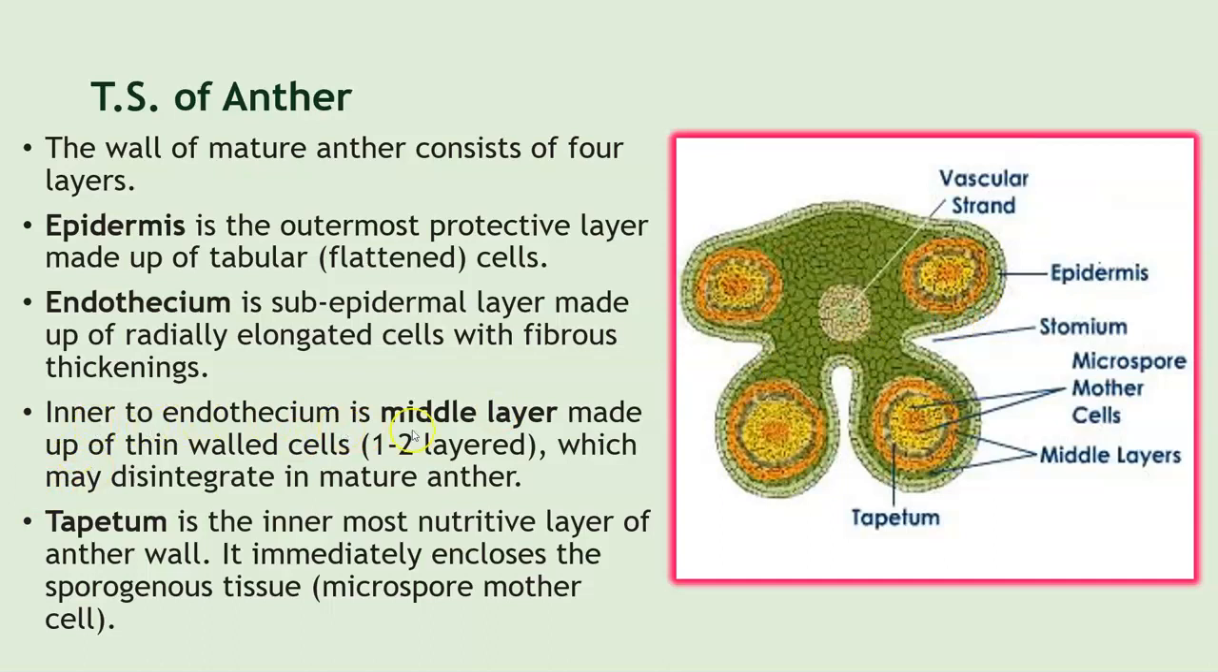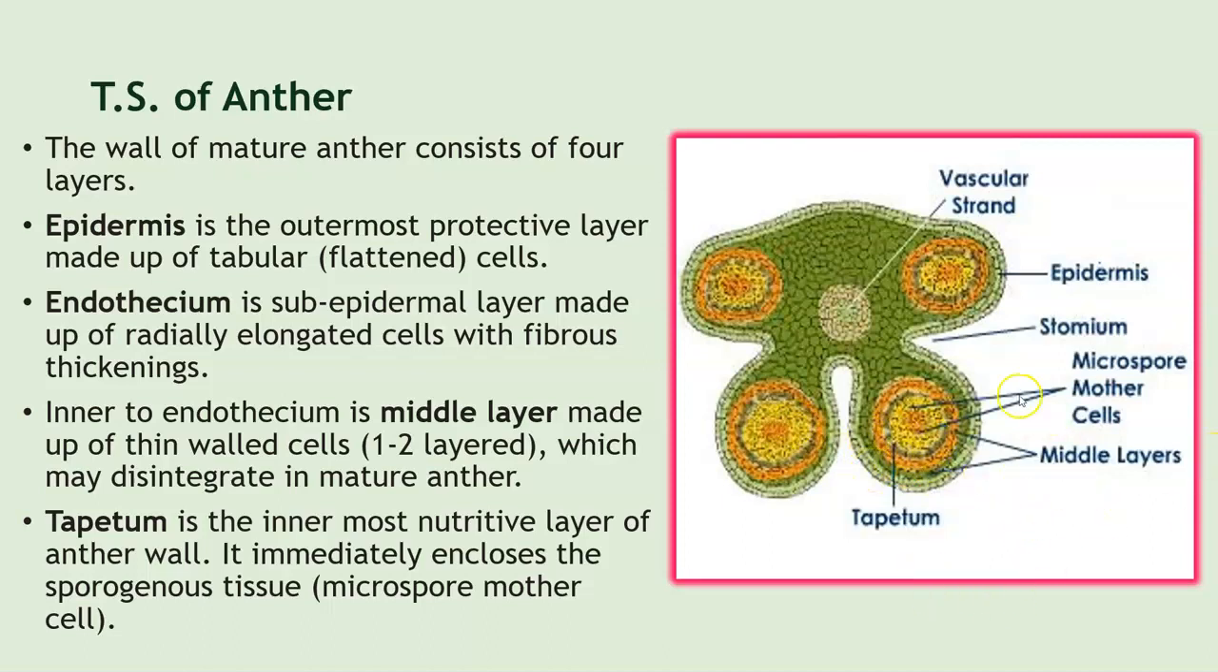Inner to the endothecium is the middle layer made up of thin walled cells, 1 to 2 layers, which may disintegrate in the mature anther. Then the next innermost layer here is the tapetum. It is the innermost nutritive layer of the anther wall. It immediately encloses the sporogenous tissue.